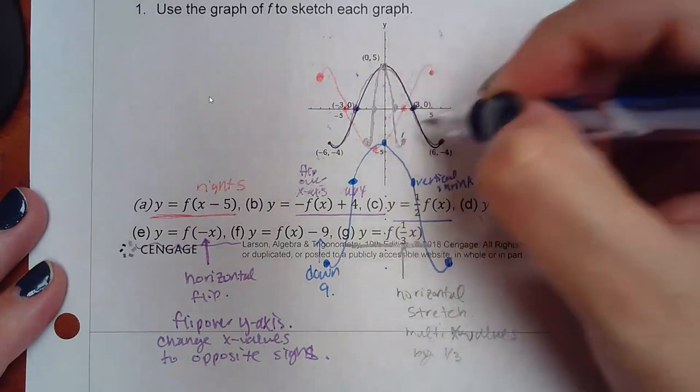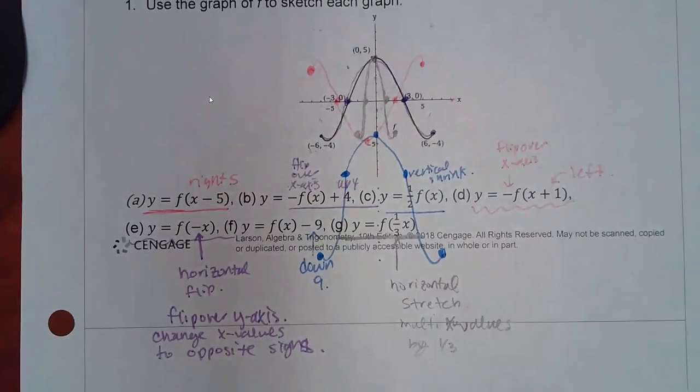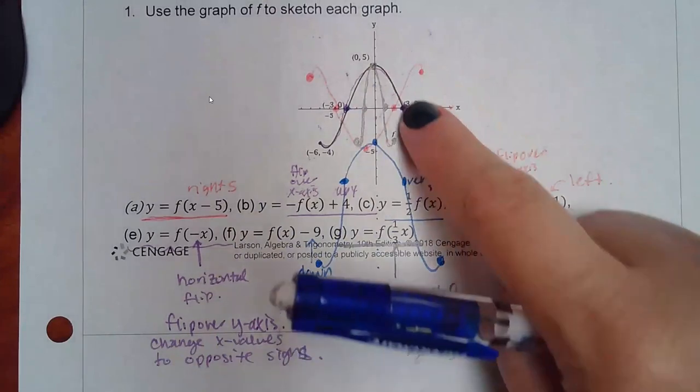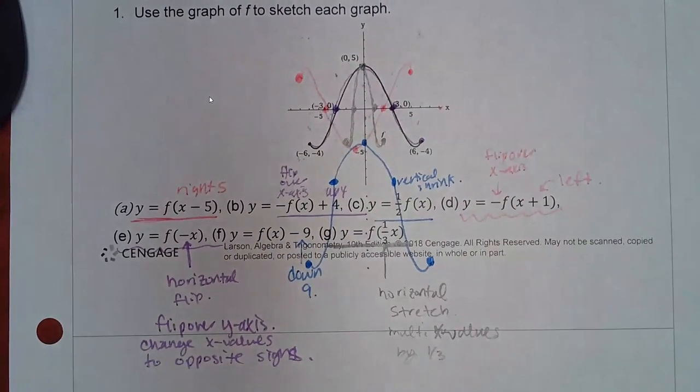But notice that this one looks like they took something, if you compare it to this black one that was originally here, it looks like they took that and then they smushed it from side to side, right? They grabbed the left side, the right side, and they pushed it together. And so it's literally the same graph, it just looks a lot more narrow. Okay.